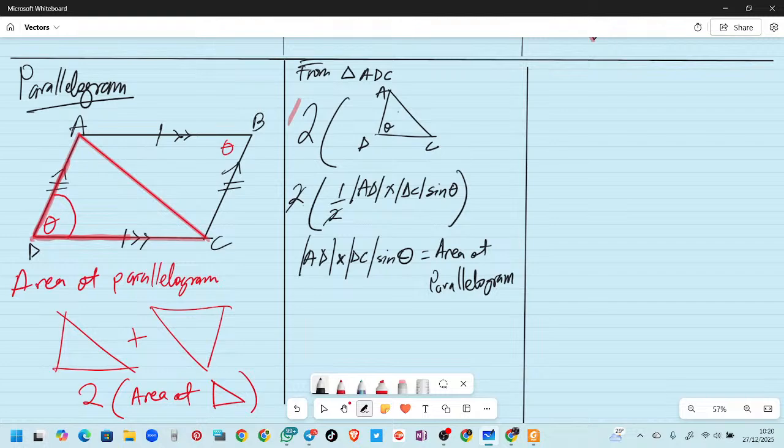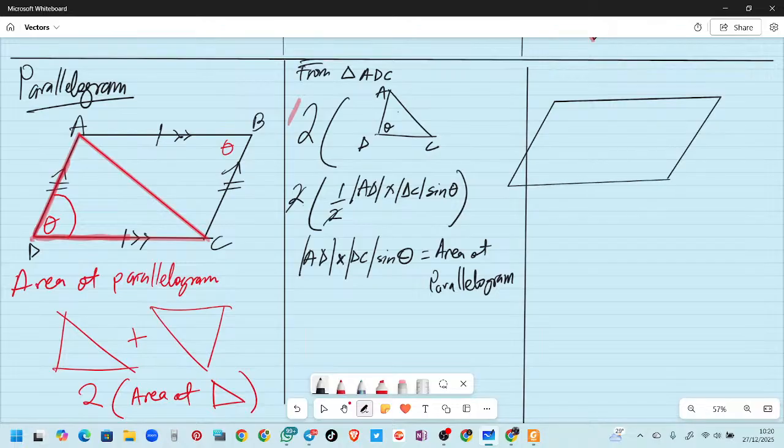So now what we know is that DC and AB are the same, and AD and BC are also the same. So this becomes the area of the parallelogram. So if I give you a parallelogram like this, right? I say here is 4, here is 7. And I give you an angle here. Let me give you an angle like 50 degrees. What would be the area?